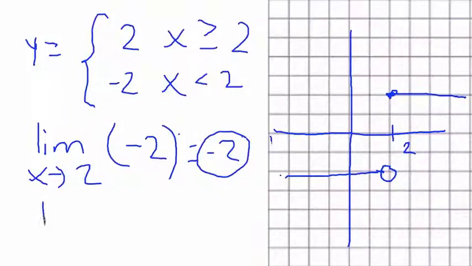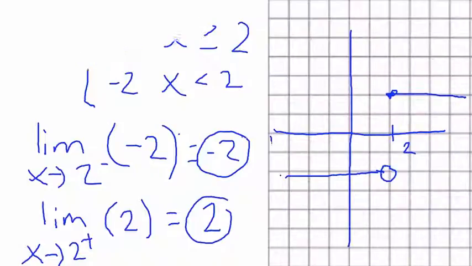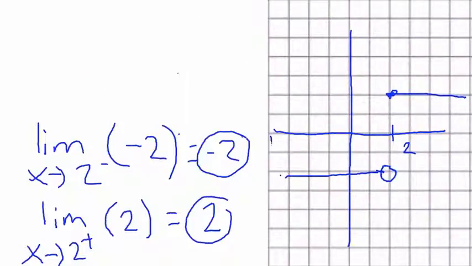But now if you want to do it from the other side, that was from the minus side. Now if you want to do x approaches 2 from the positive side of 2, no matter what point you choose, it's going to keep approaching 2. So this would be 2. As you can see here, -2 and 2 aren't the same number, so the limit does not exist, because -2 does not equal 2.